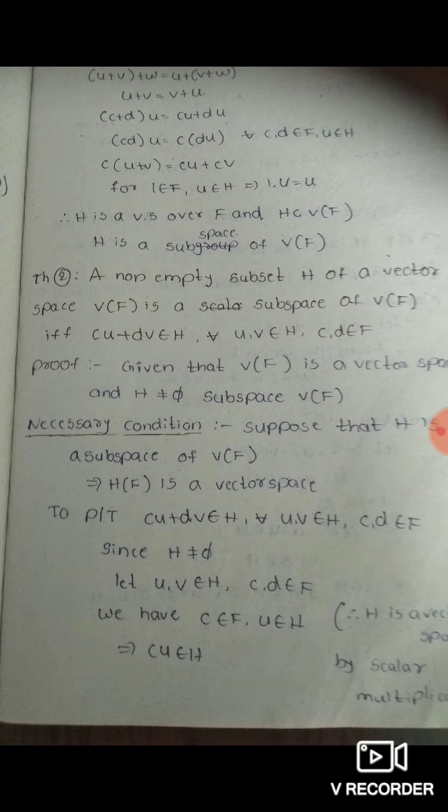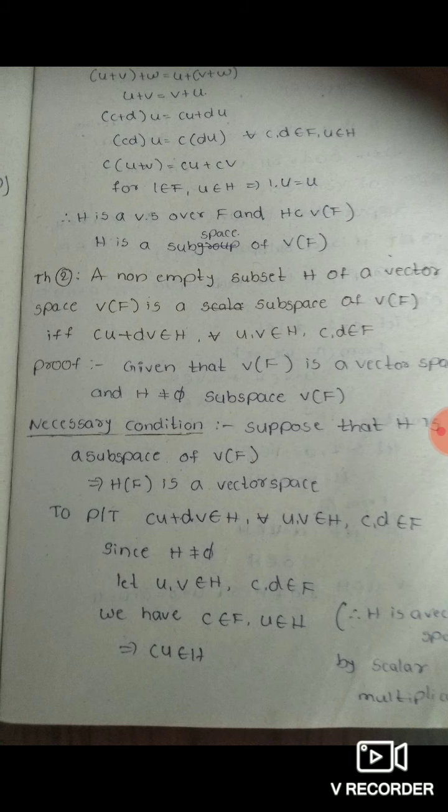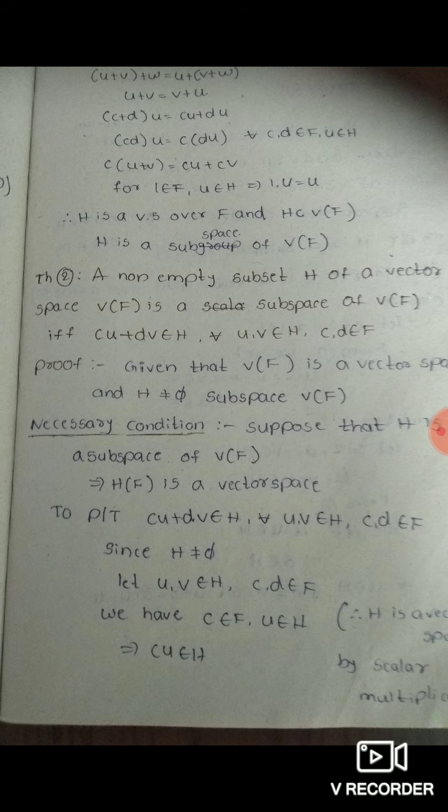If and only if condition: both cases arise, that is, the first one is the necessary condition and the second one is the sufficient condition. First, given that V of F is a vector space and H is a non-empty subspace of V of F. Necessary condition is, suppose that H is a subspace of V of F.